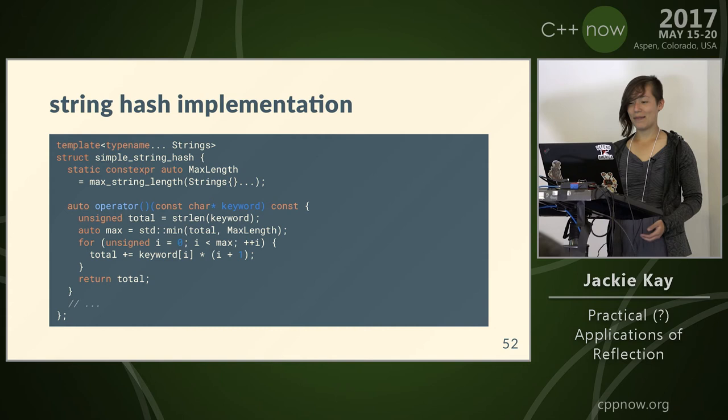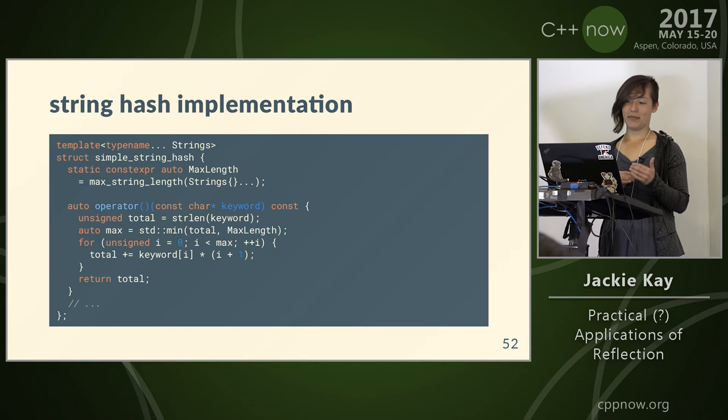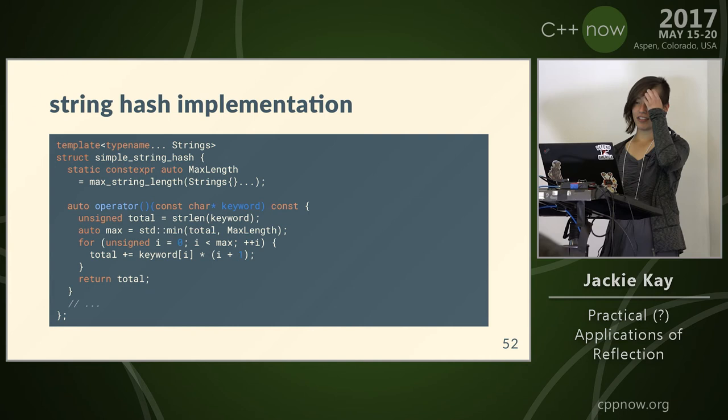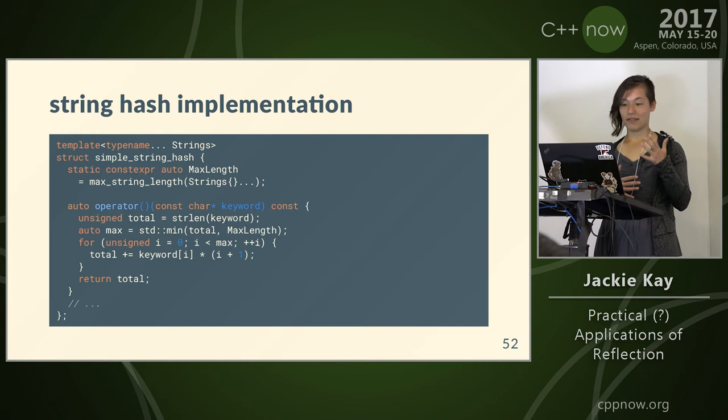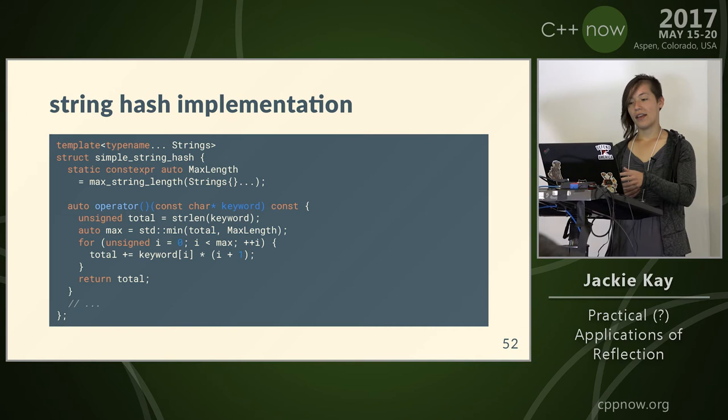The really short and simple implementation, which I'm calling the simple string hash, works like this: I look at my set of strings at compile time and get the max length from the names of my members, for the reflection use case. But this isn't closely coupled to reflection. Then I define the hash function, overloading operator paren to pretend to be a function. I add up the value of the character at index i, multiplied by its index offset by 1. And I can also do this at compile time.